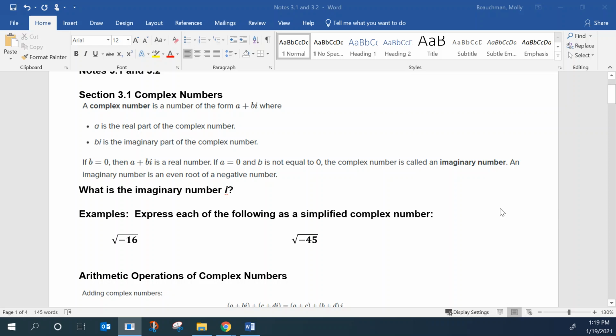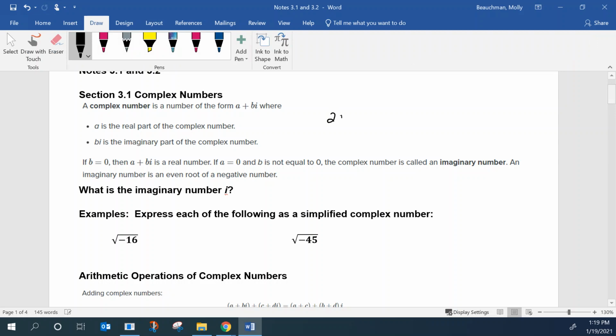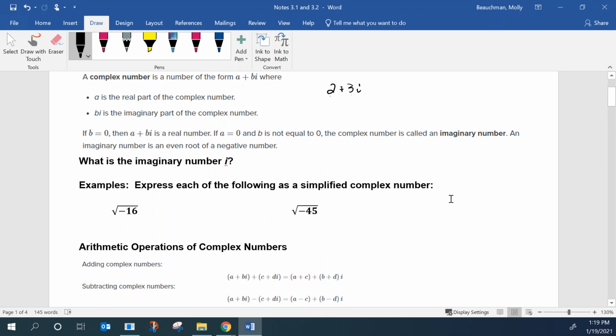A complex number is a number in the form a plus bi, where a is the real part of the complex number and b times i is the imaginary part. So for a number such as 2 plus 3i, 2 is the real part, 3i is the imaginary part. So what is an imaginary number? What is that imaginary number i? So what i actually equals is the square root of -1.